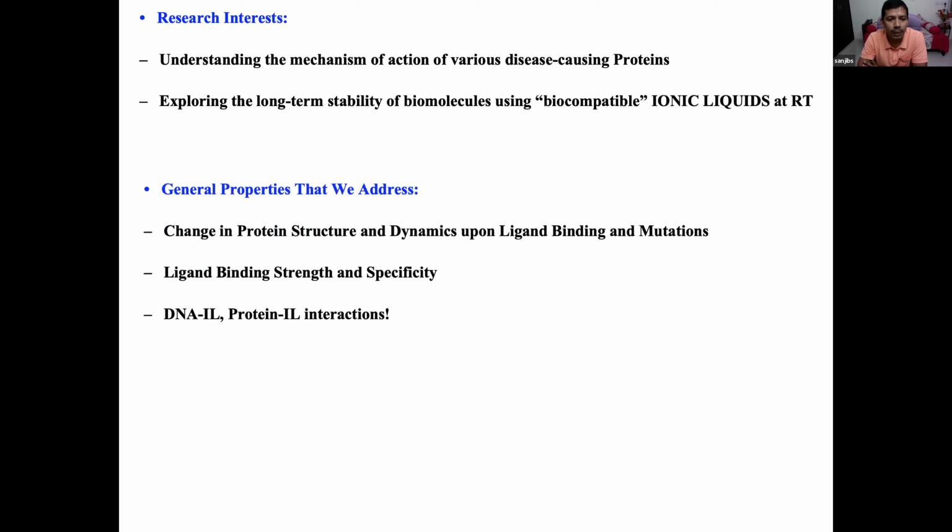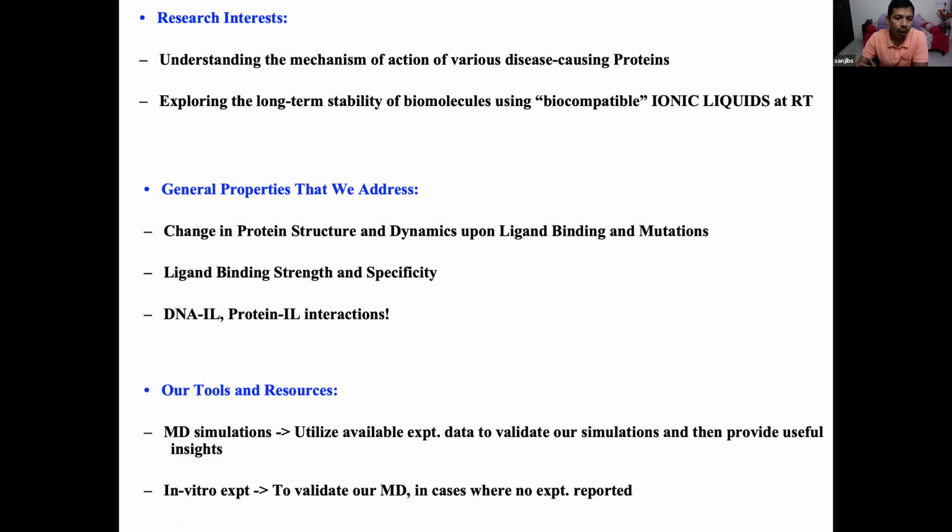The general properties that we address mainly are the change in protein structure and dynamics upon ligand binding and also due to mutations in protein, ligand binding strength and specificity. And under the second area, we look at DNA-IL and protein-IL interactions. And our tools and resources are the following.